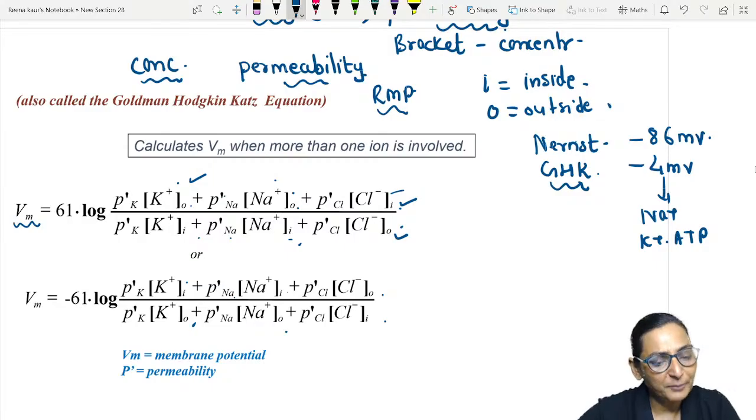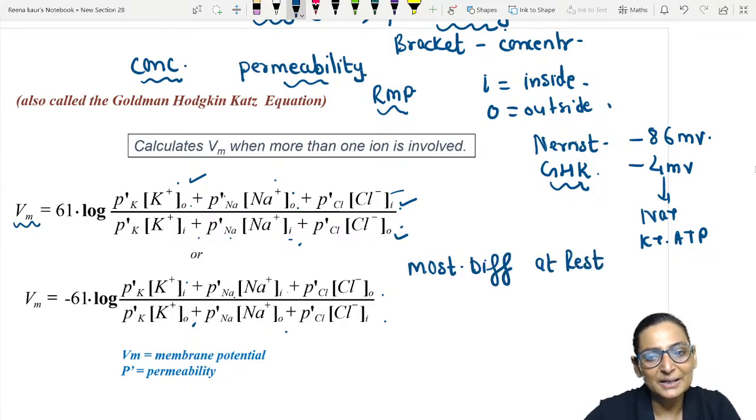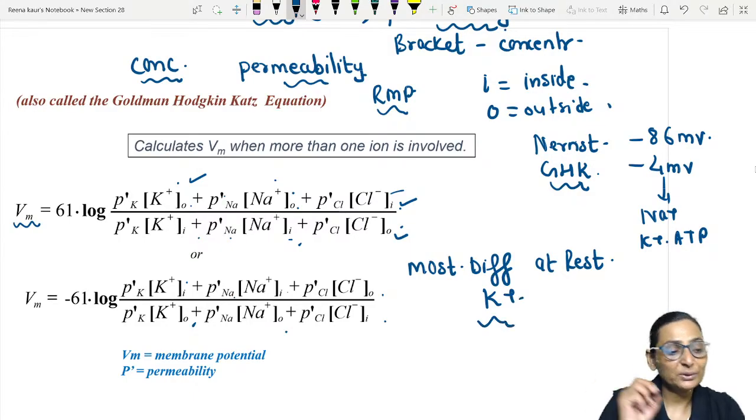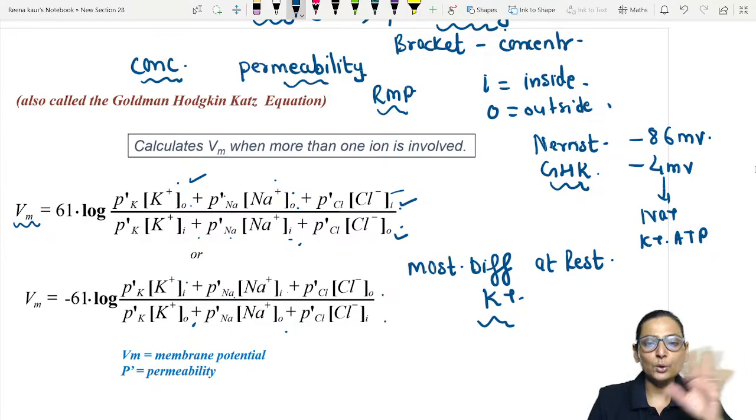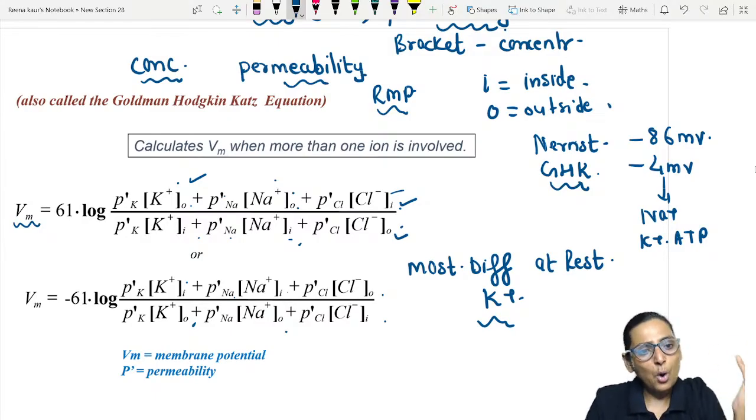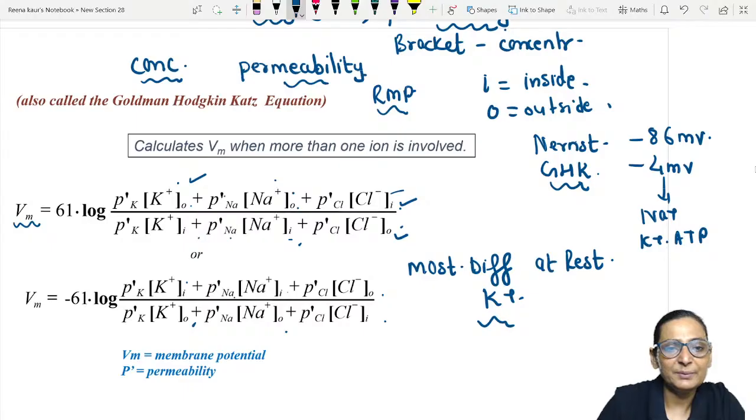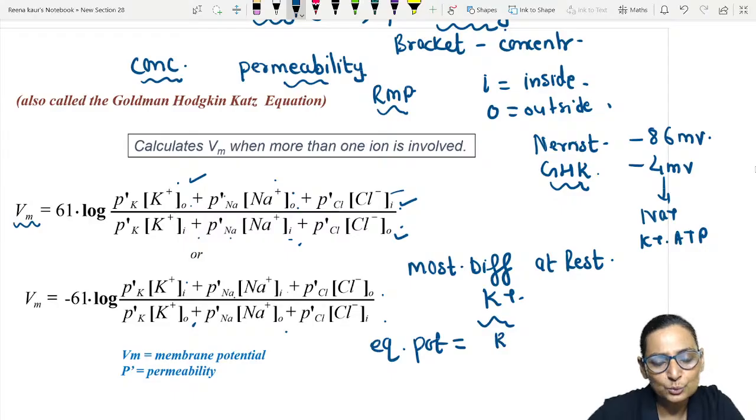And when we speak of permeability, the ion which is most diffusible at rest is potassium, because the potassium permeability is far more as compared to chloride or to sodium, right? So the Goldman-Hodgkin equation also gives us the significance of the permeability of the ion and not only the concentration gradient. So all the ions, let it be sodium, potassium or chloride, they want that their equilibrium potential should be closest to the RMP.